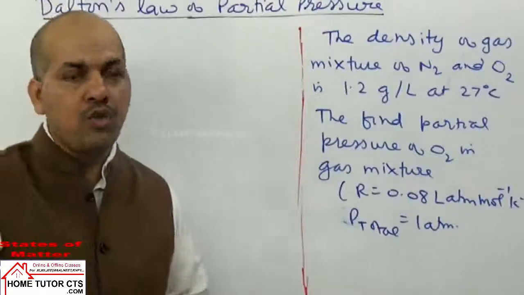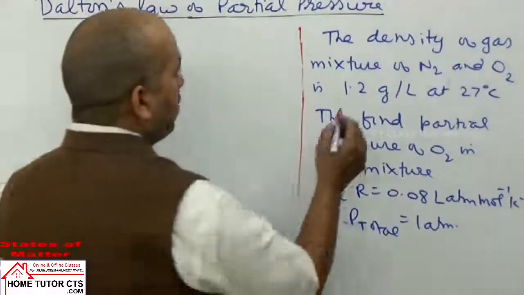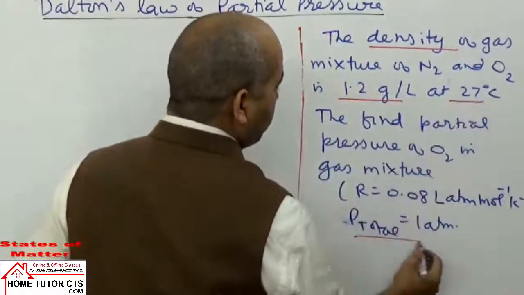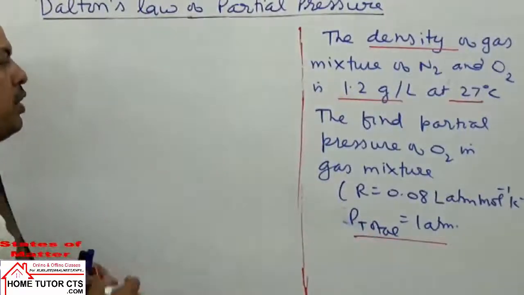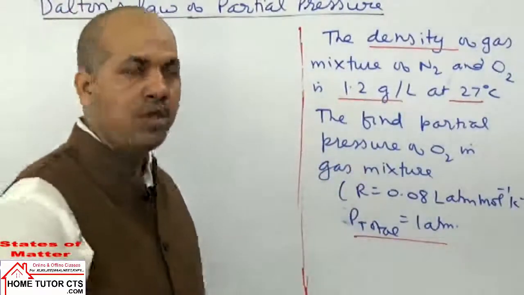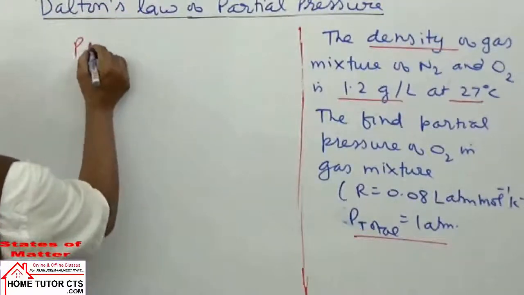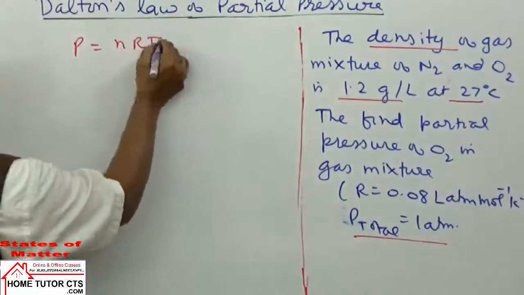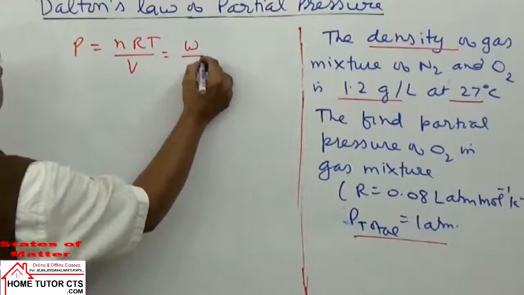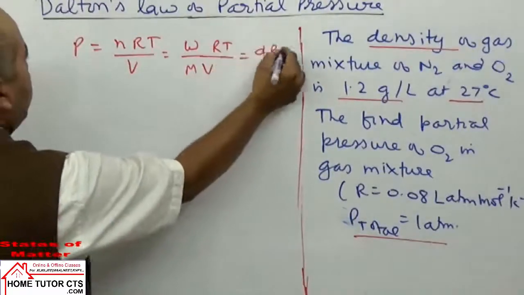Now coming to the solution part. To solve this question, you have to link the density of the gas with temperature and pressure, and then to find the partial pressure we require the mole fraction of oxygen in the gas mixture. So let us take the relation of pressure and volume. P equals how much? nRT by V. And what is the number of moles? Weight upon molar weight. This can be taken as dRT by M.